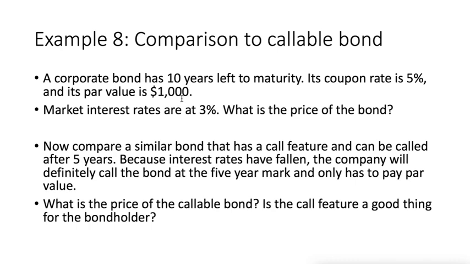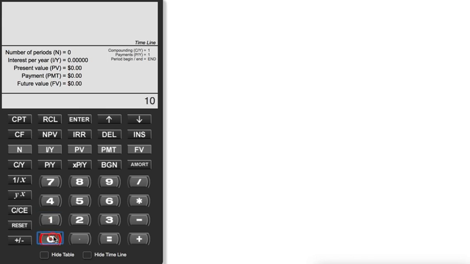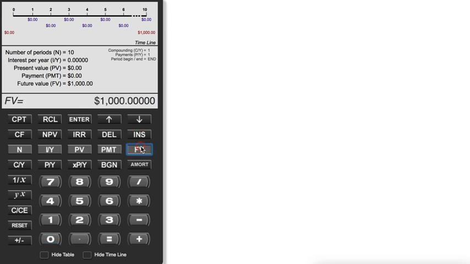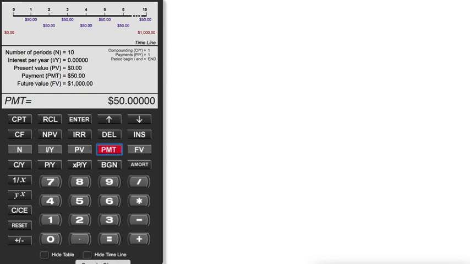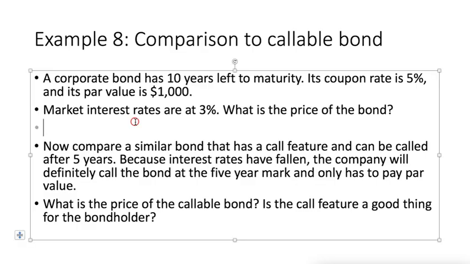5% meaning it's paying $50 as a coupon payment. So 10 years left to maturity, $1,000 par value, $50 payment, and interest market rates today are at 3%. Current price of the bond is $1,170. Let me mark it here.